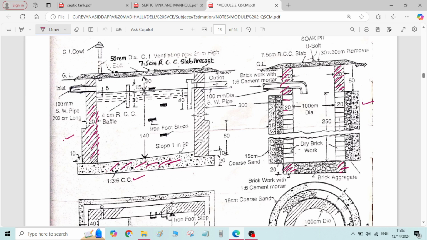The main purpose of providing this dry brickwork is to absorb the treated water, and to send the treated water to the surrounding soil. The whole structures, both the septic tank and soak pit, are below the ground level only. Full structures are below the ground level except the RCC cover. Remaining all components are fully below the ground level. Here also you can see both the structures are fully below the ground level.